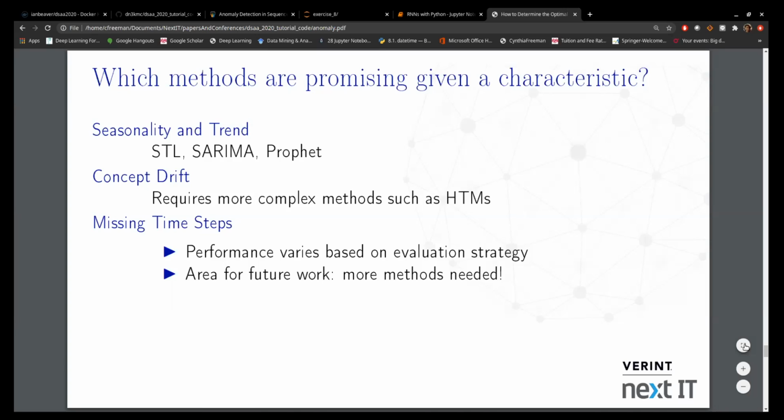As for missing time steps, we are still currently working on this, but we noticed a great lack of anomaly detection methods that can handle them innately. Most papers tend to just brush this detail away and require some form of interpolation first before you can apply them. So this is definitely an area for future work.